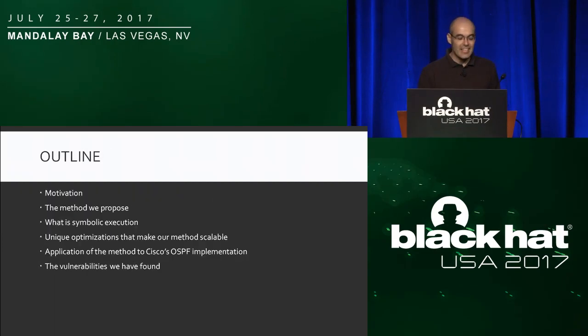Okay. So here's the outline of my presentation. First, I will discuss the whole motivation for this research. I will then, of course, describe the method that we propose. And then I will touch on a major building block of this method, which is symbolic execution. Afterwards, I will talk about the unique optimizations that we devised in order to make our method actually practical, scalable, and efficient. And afterwards, I will discuss the application of our method to a Cisco router, or specifically the OSPF routing protocol implementation of a Cisco router, and then the vulnerabilities we have found.